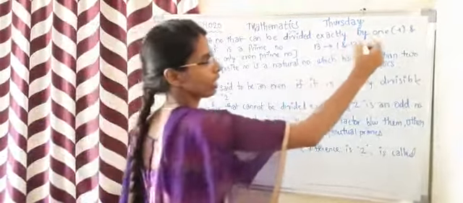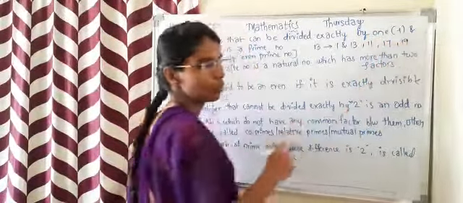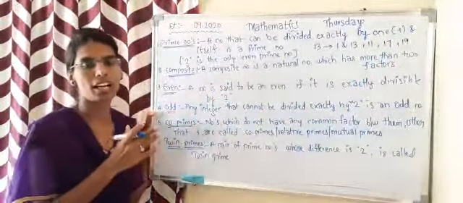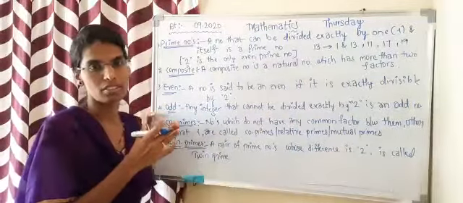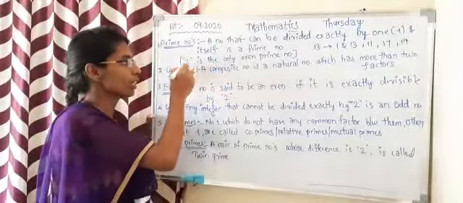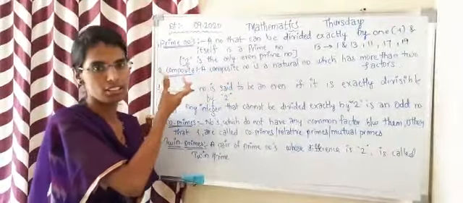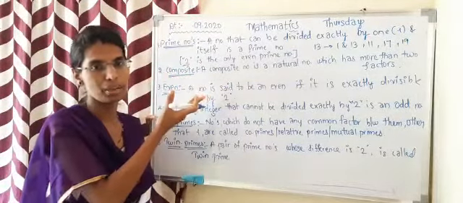And we can also take 11, 17, 19. Almost all the prime numbers are odd numbers. Only 2 is the even prime number. That means 2 is an even number. Why, we'll see later. And that is the only even number which is a prime number.